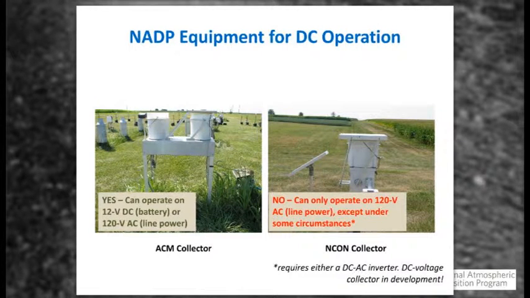How does the solar panel relate to these two components? For the Aerochem collector, you can run it off of the 120 volt AC line power as well as the 12 volt DC battery power. The Incon, on the other hand, can only operate on a 120 volt AC line. The reason is because of the sensor involved in this. The sensor on this one bucket collector has a constant draw. And when you hook up the solar system as well as the batteries, having a constant draw will draw away from the battery capacity and cause problems with the function of the collector. So that's something that's currently being investigated within the project.